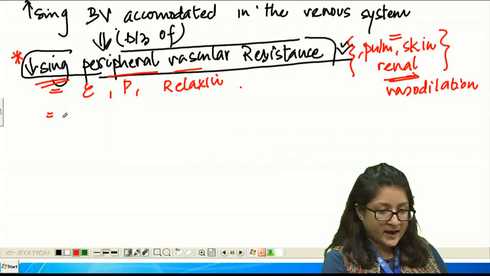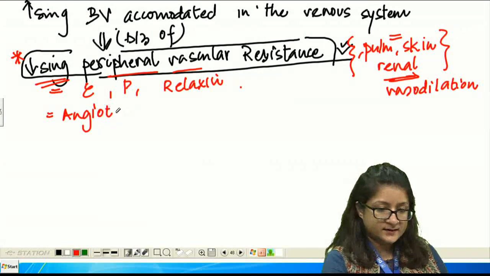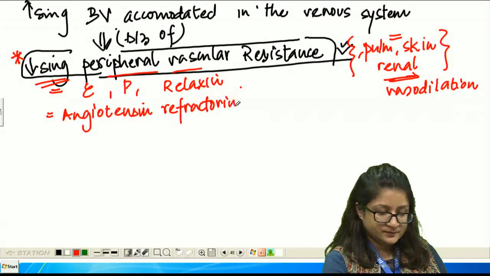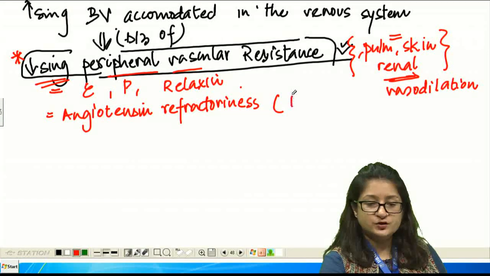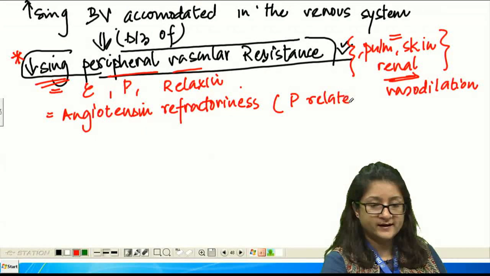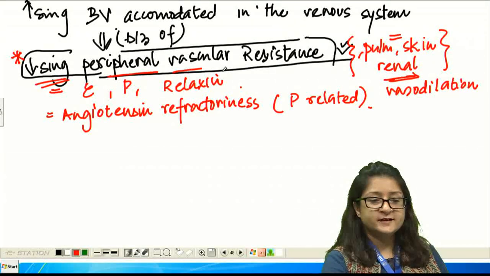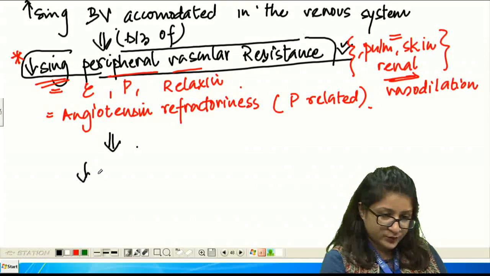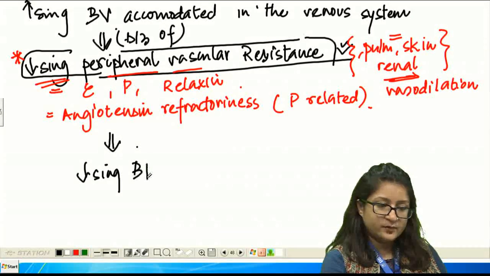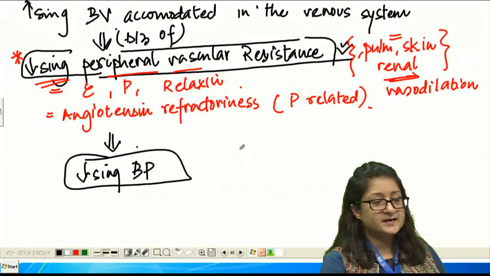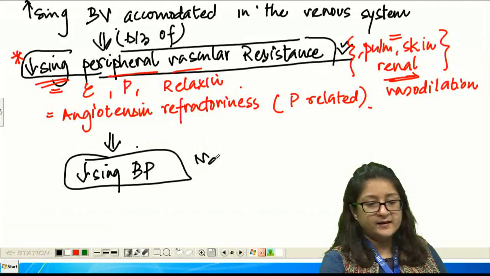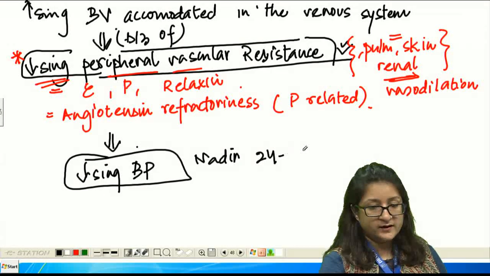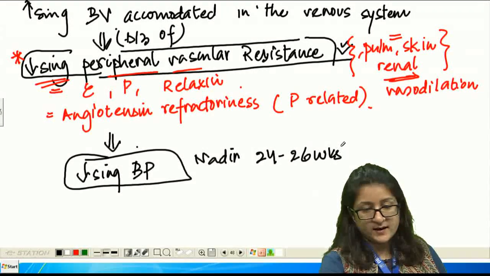All right, there is angiotensin refractoriness, and that happens due to progesterone. All of these decreasing peripheral vascular changes contribute to decreasing BP. Another very important aspect of maternal adaptation to pregnancy is decreasing BP, and the nadir, the lowest point of this decreasing BP, happens at 24 to 26 weeks.